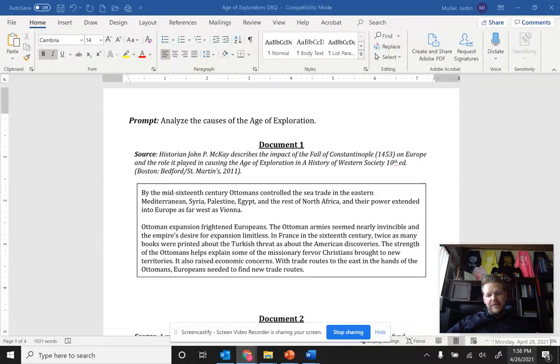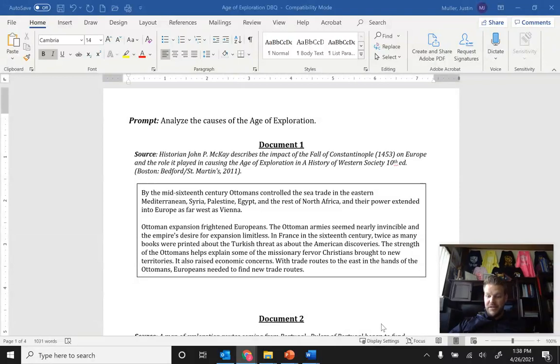I was going to do a little bit of a DBQ here for you, just to get ready for your DBQ test coming up. So I decided, since we're going to be reviewing the Age of Exploration this week, that we'll do part of a DBQ on the Age of Exploration.